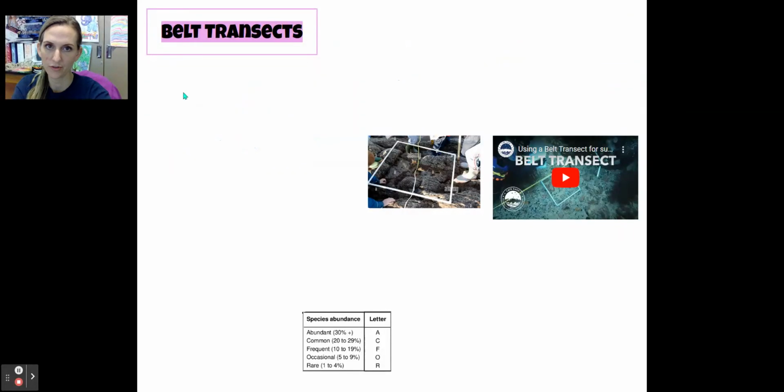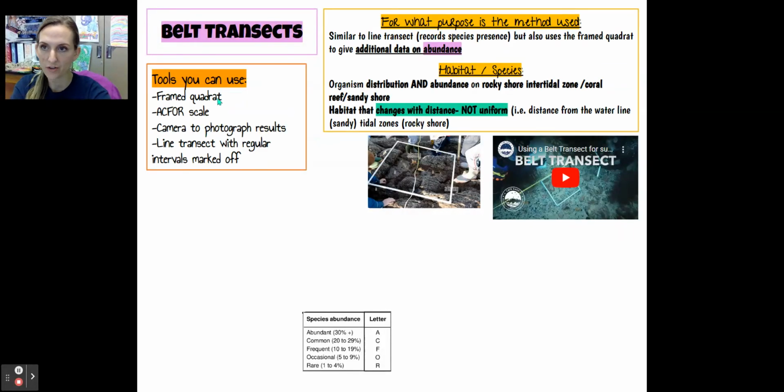All right, so tools you can use. Framed quadrat, you could use an ACFOR scale. I have it at the bottom. This is when looking at the quadrat you're going to estimate, giving it a letter. A would mean it's abundant, C is that it's common, F, this organism is frequent, O is occasional, and R, it's rare. And the percent it's associated with is the percent coverage inside of the quadrat.